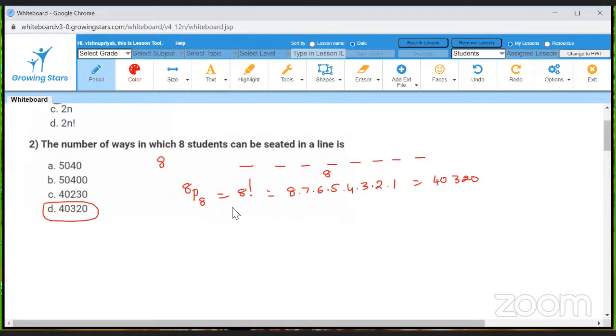If you do practice, you can learn by heart up to 10 factorial. You can memorize the values up to 10 factorial. So learn that so that your process will be very quick. Okay, next question.